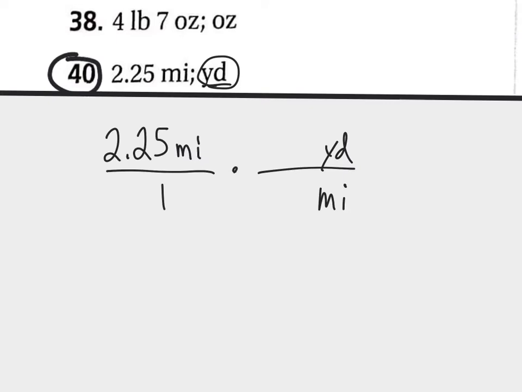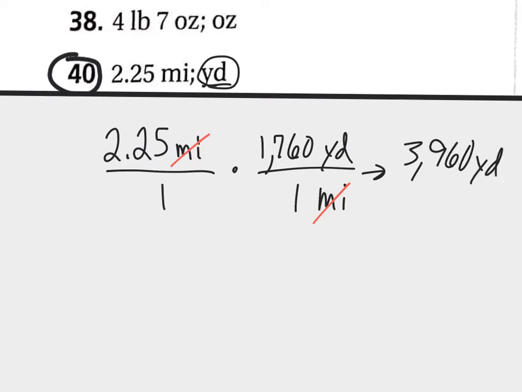1 mile is 1,760 yards. So at that point the miles cancel out. If you multiply straight across, then you should get 3,960 yards. That'll be over 1. Divide by 1 doesn't change it, so 3,960 yards is our answer.